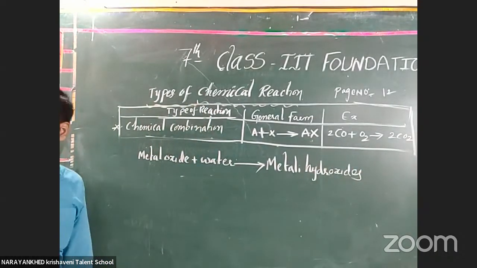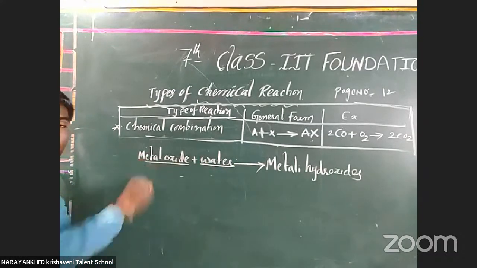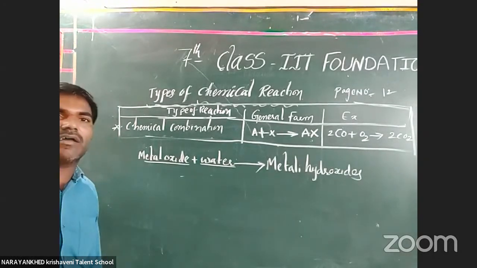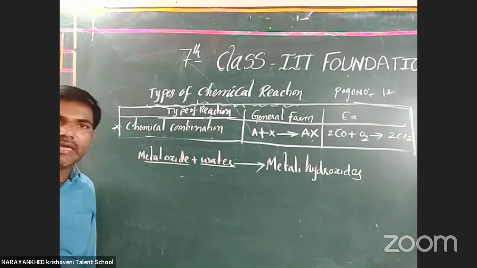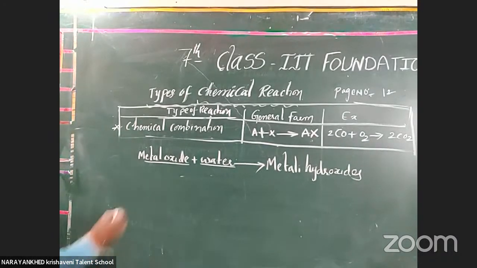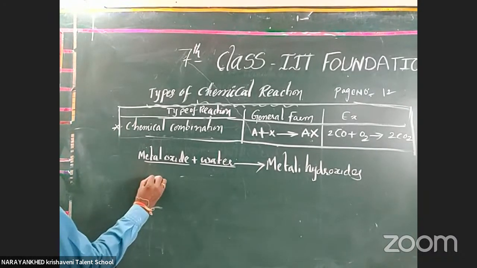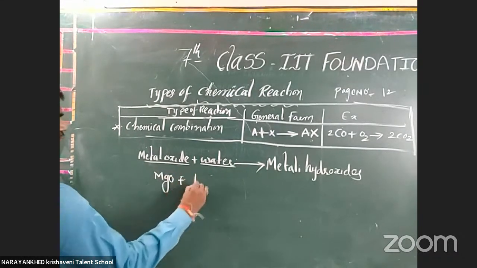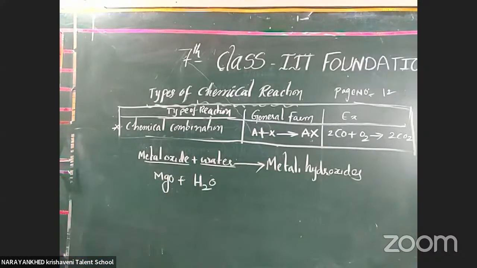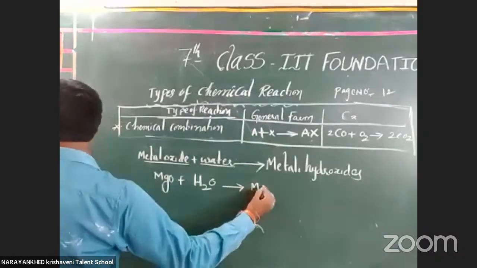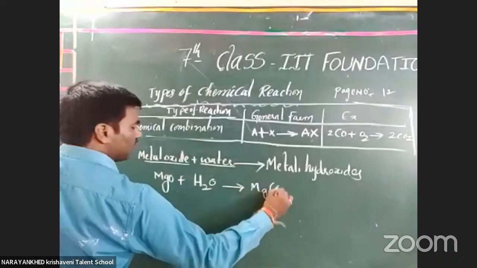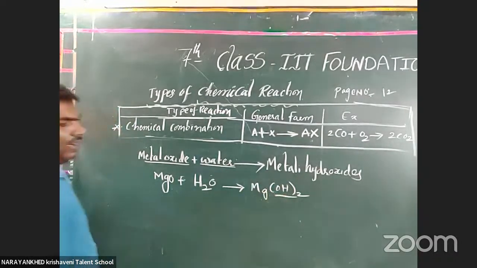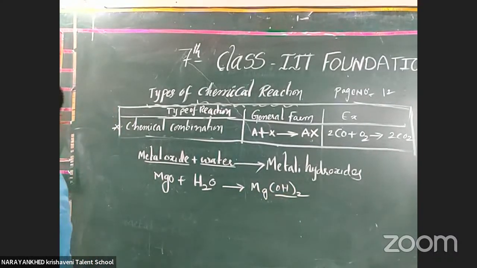Metal oxides, whatever the metal oxide, combined again with water, produce metallic hydroxide. How do you know? Then we take MgO, a metallic oxide, magnesium oxide. Water's formula is what? H2O. It gives rise to what? Magnesium hydroxide. Okay, clear or not, all the students? It is formed as magnesium hydroxide. The name of it is what? Hydroxide. Okay, clear or not, all the students?